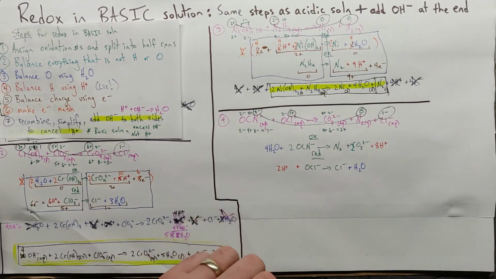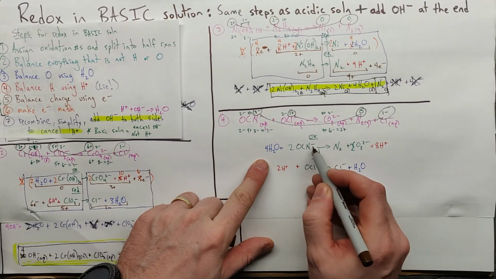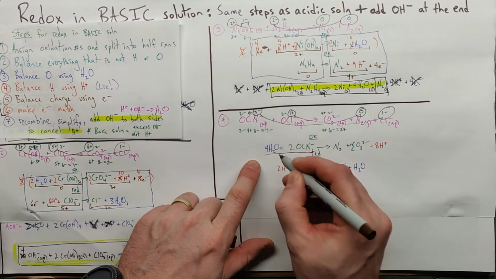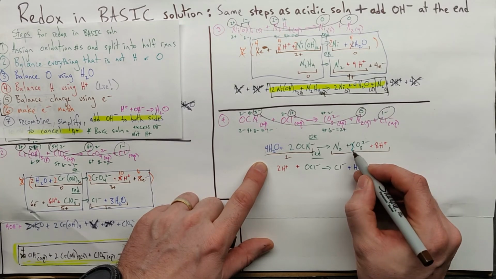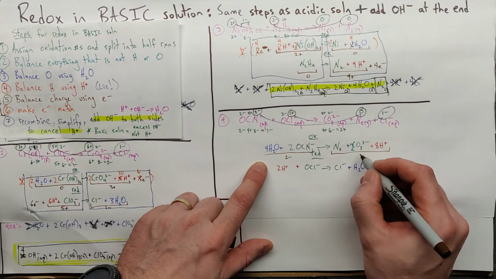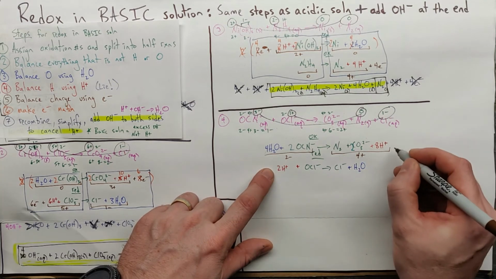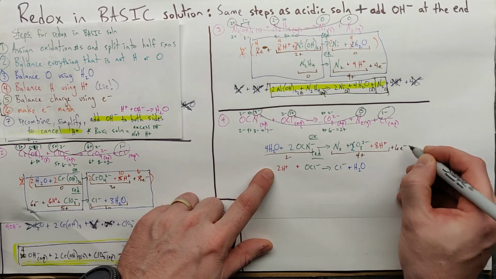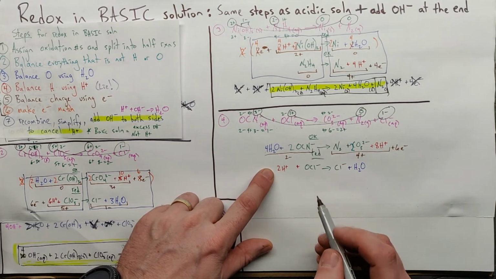Now we're going to fix our charge using electrons. This doesn't have a charge. This has a 1-, and I have 2 of them. So that's 2 minuses. On this side, I have 2 of these 2 minuses, so that's 4 minuses. And I have 8 pluses, which leaves me with 4 pluses. And so it looks like I'm going to need 6 electrons to make this work. And we are producing electrons in our oxidation, so that's reassuring.